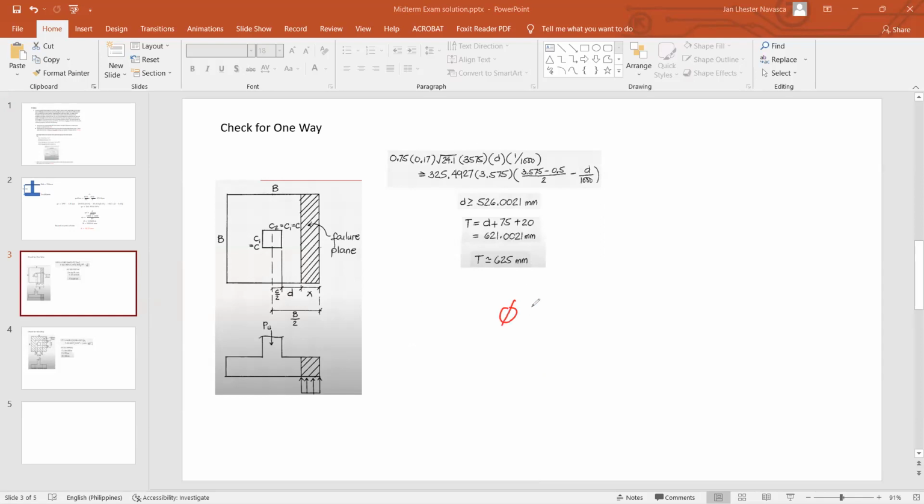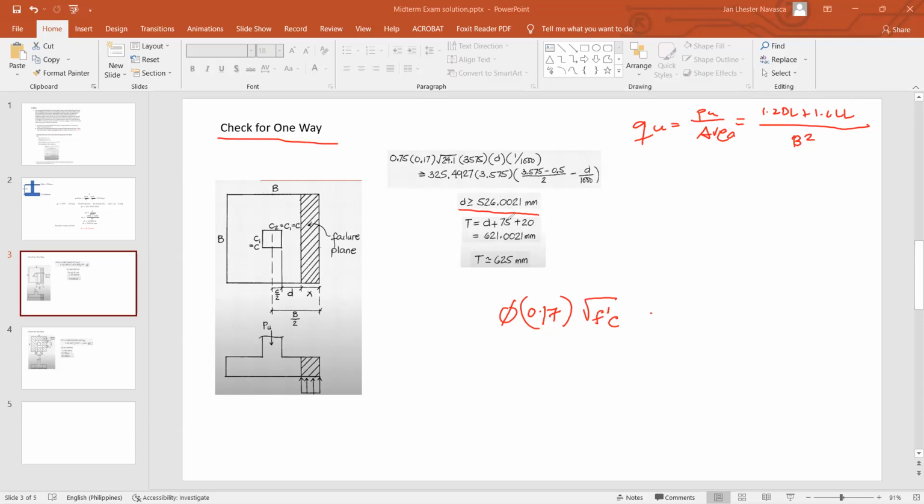So basically that is phi 0.17, okay, then square root of f'c. So you need to first solve for qu. Your qu is Pu over area, and your Pu is 1.2 dead load plus 1.6 live load. Okay, 1.6 live load, because ang tanging present lang is yung live load, and your area is B squared. So therefore you have your answer, which is your d should be greater than or equal to 526. Okay, so this is for one way only.